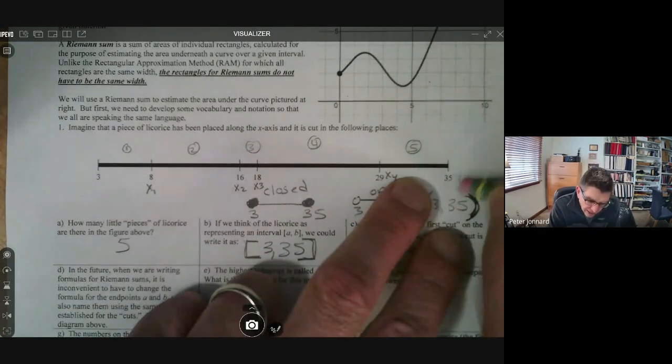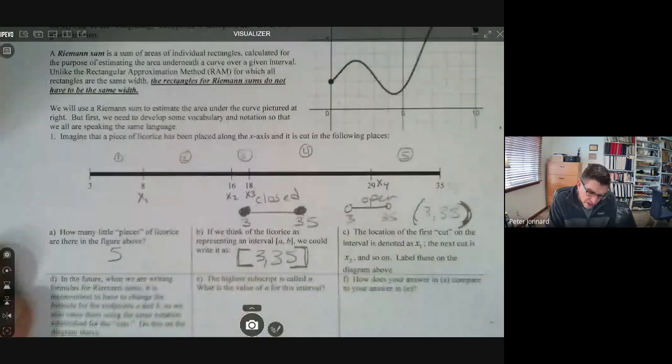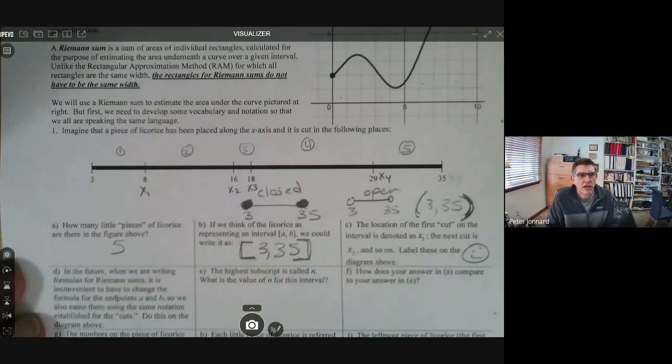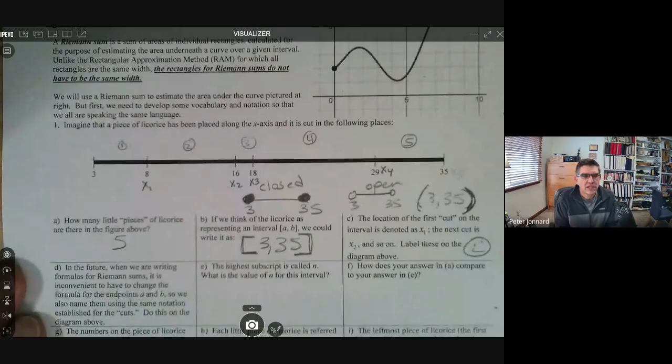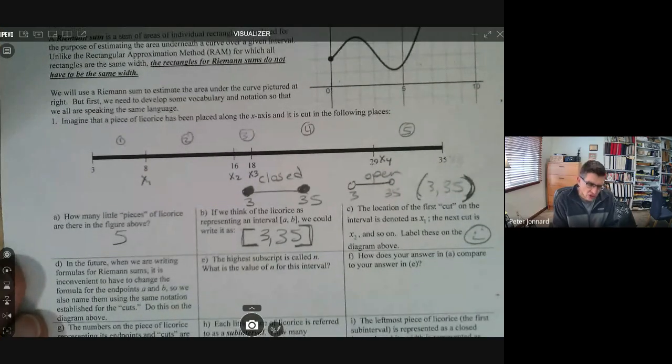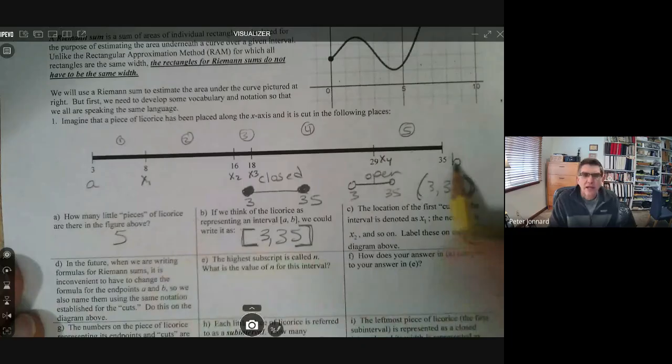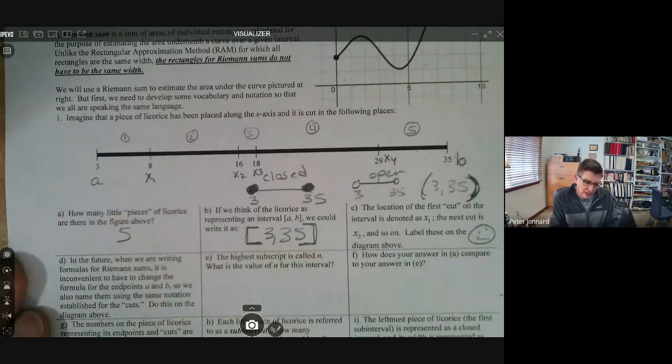It's going to have me fill that in later, but there we are. Okay, so label these on the diagram above. I got that. Okay, in the future, when we're writing formulas for Riemann sums, it's inconvenient to have to change the formula for the endpoints A and B.